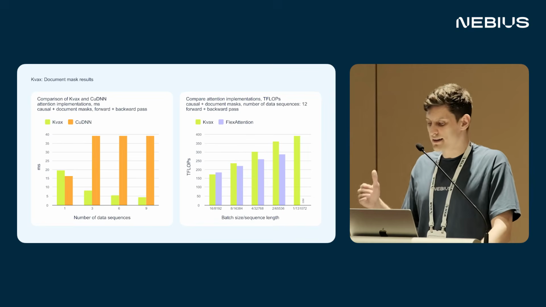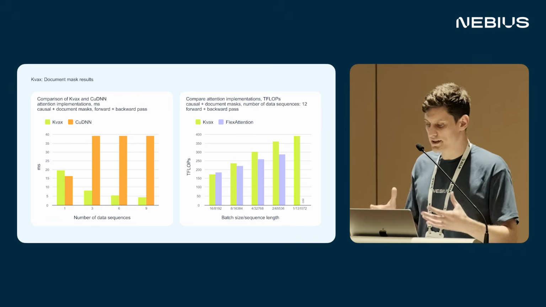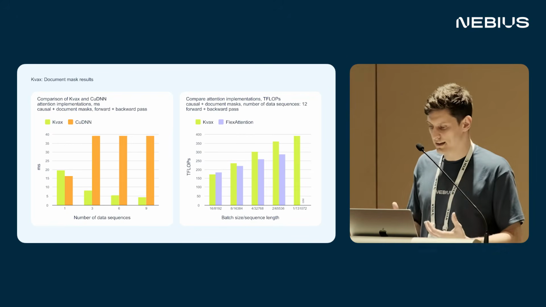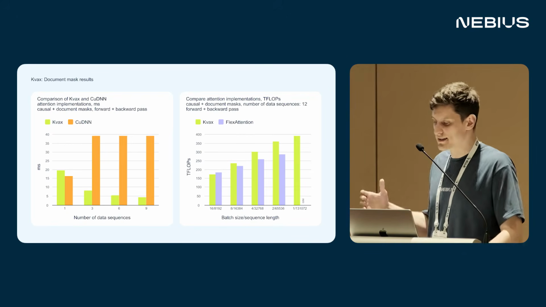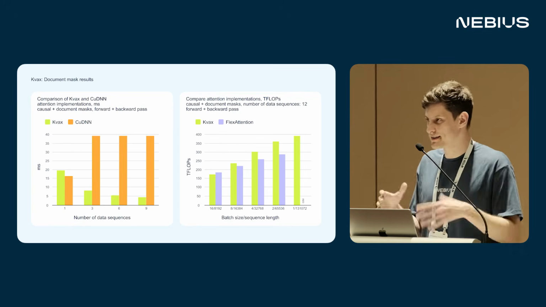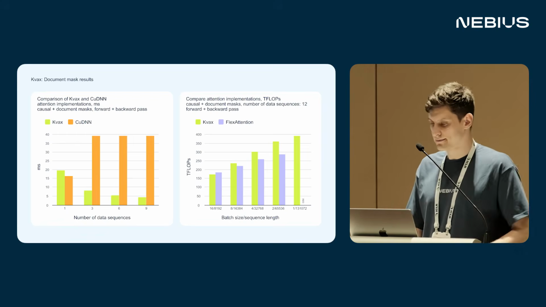And the key insight from the left chart is that standard attention implementations like cuDNN handle the document mask less efficiently. Notice the increased latency compared to the causal-only scenario. Kvax is designed to avoid this overhead.